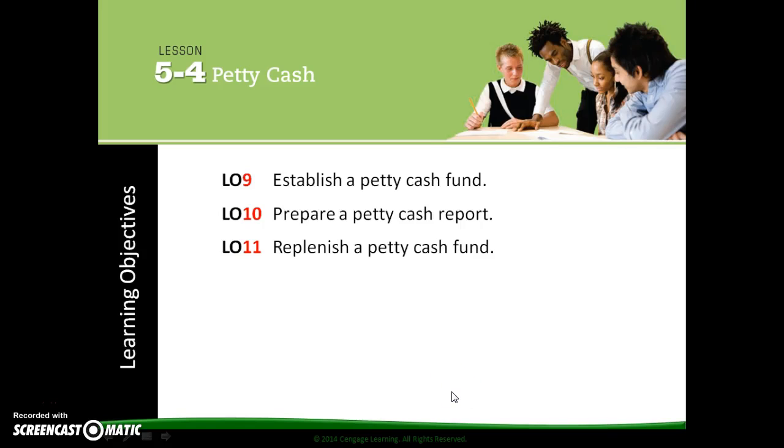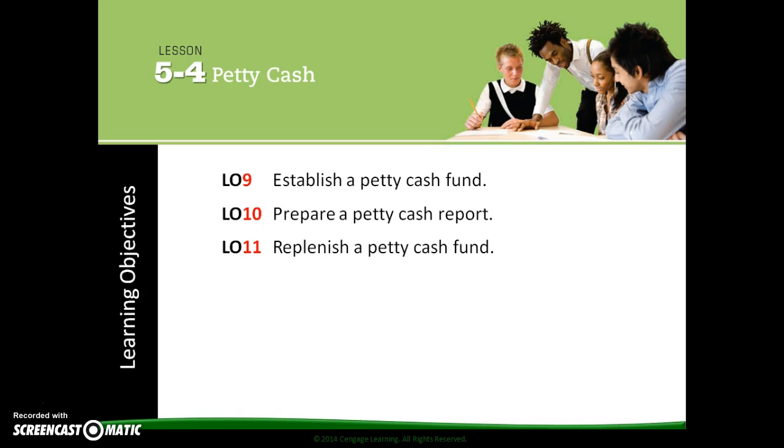Hello everyone, welcome back. We have been working on Chapter 5, Cash Control Systems, and we are all the way up to Lesson 4 in Chapter 5, which deals with petty cash. Everything that we focused on in this chapter up till now has been dealing with cash and using checks as a form of payment or a debit card as a form of payment and not actual true cash Benjamins.